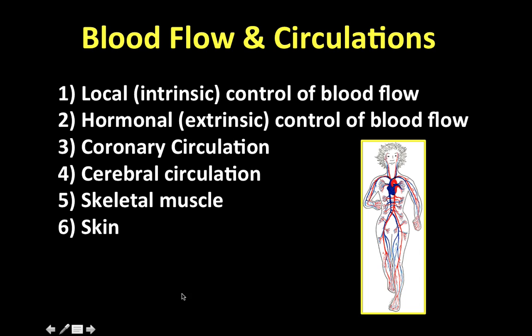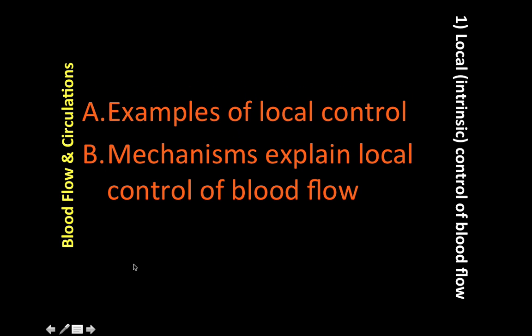And the thing that we need to realize is in intrinsic control, we have two things that we need to discuss, which is first examples of local control. What does local control mean? And then we'll go into the mechanism, which explains local control of blood flow. So let's start with some examples of local control.